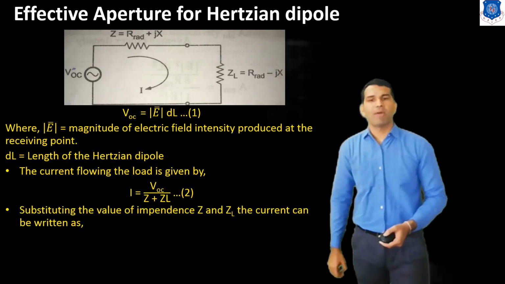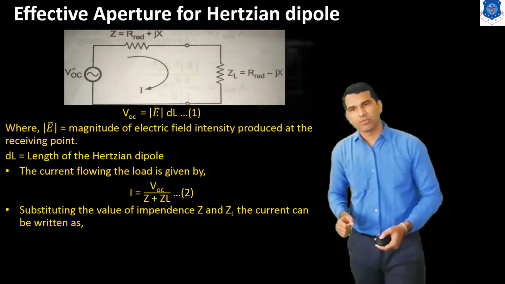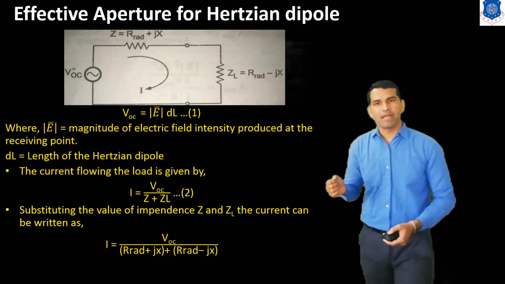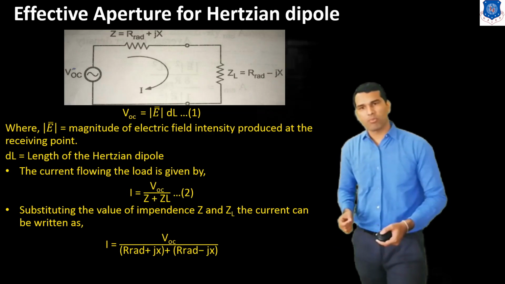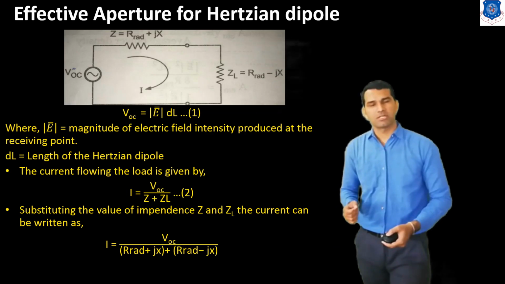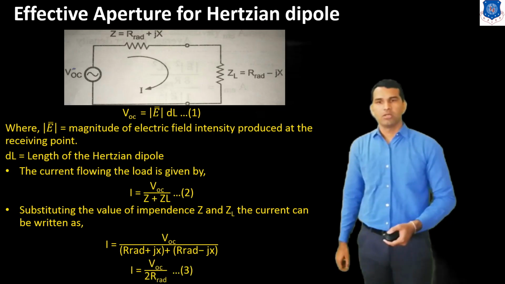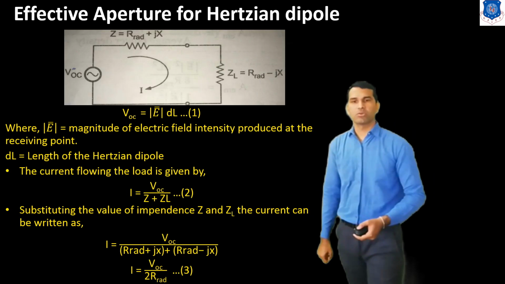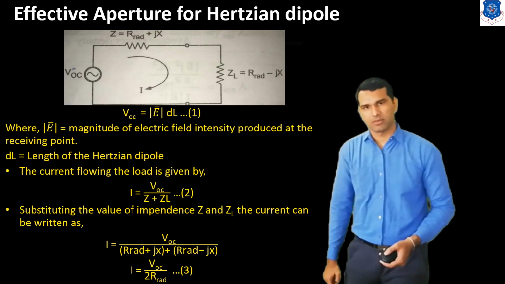Substituting the values of Z and ZL, the current can be written as I is equal to VOC upon R radiate plus jX plus R radiate minus jX. When we solve this equation, we get I is equal to VOC upon 2 R radiate.